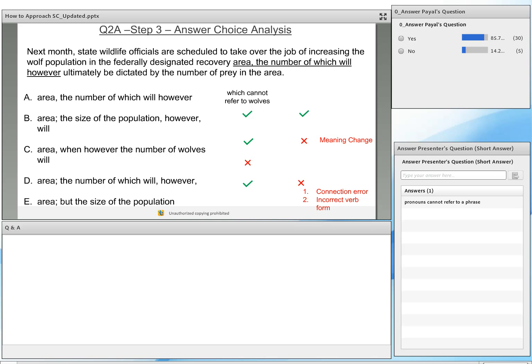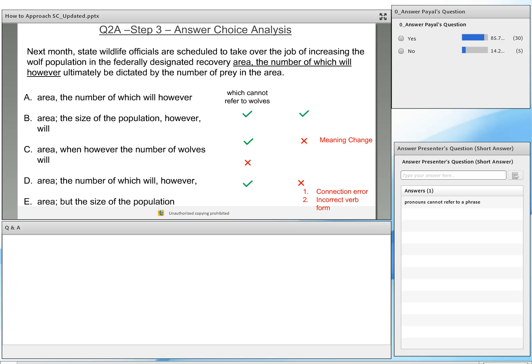So whenever you're evaluating answer choices, you have to be very, very clear about what is the meaning that you are supposed to communicate. So that's very important. Now, I hope that this question is done.